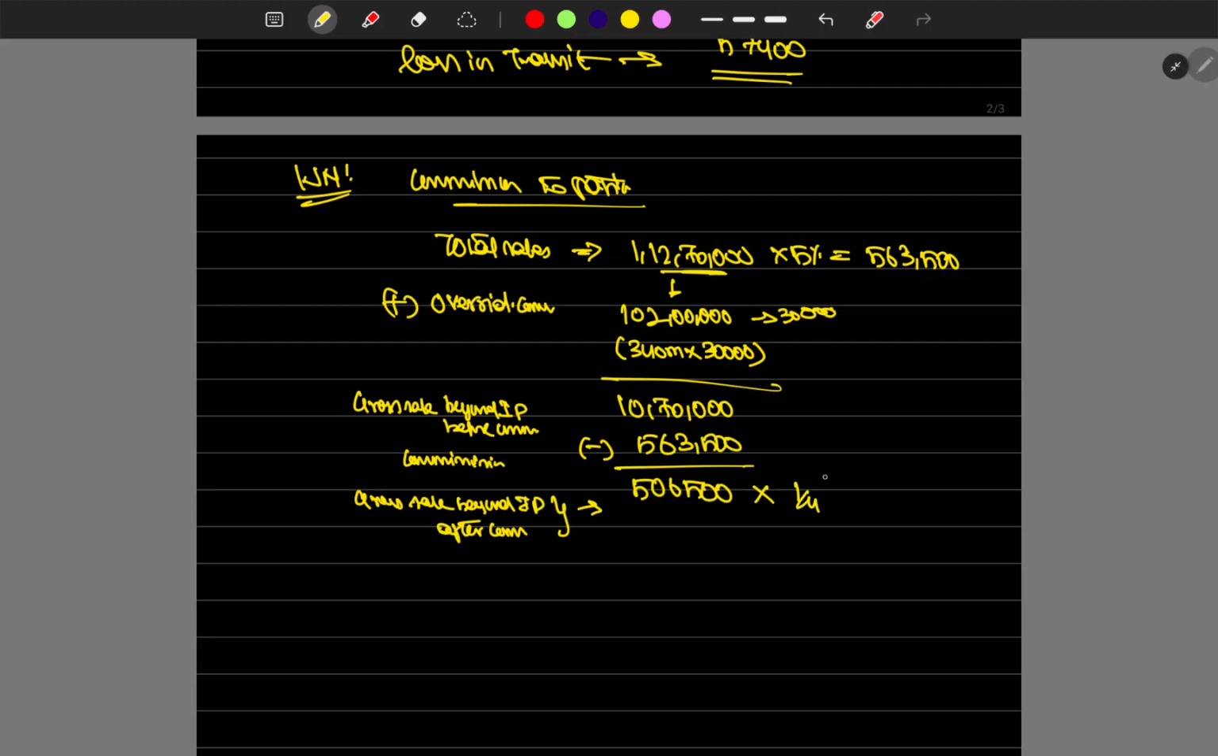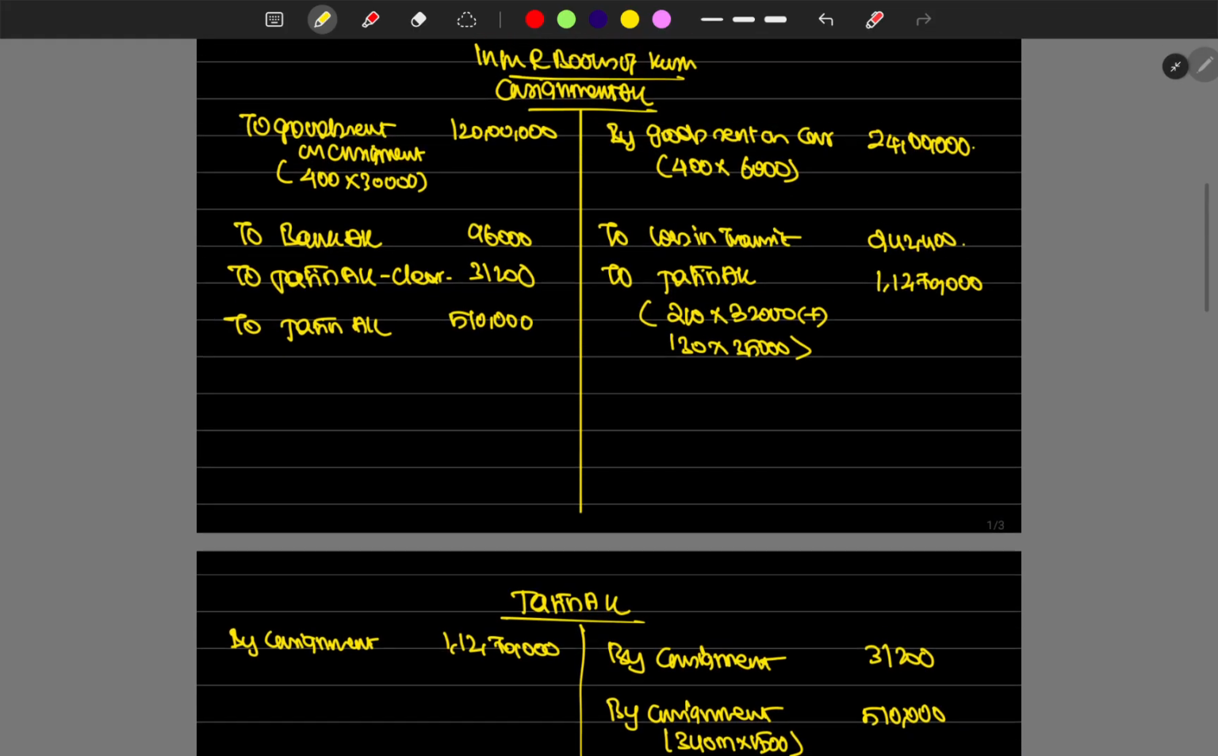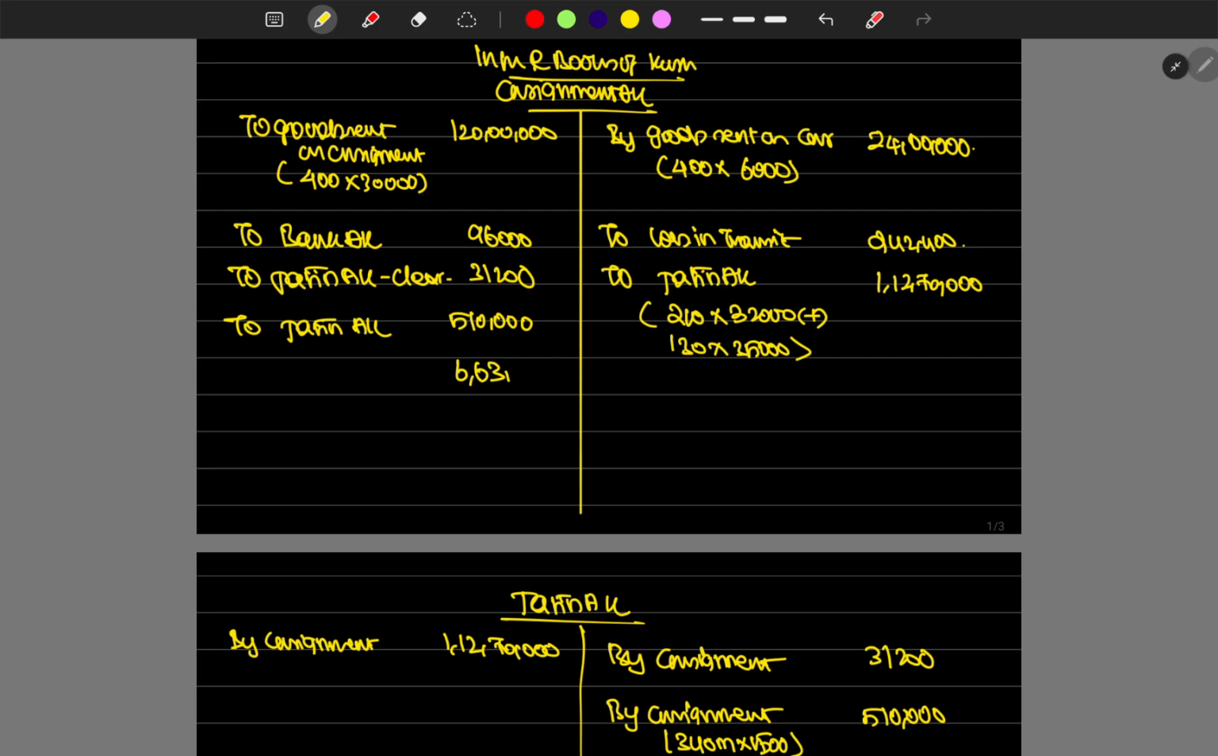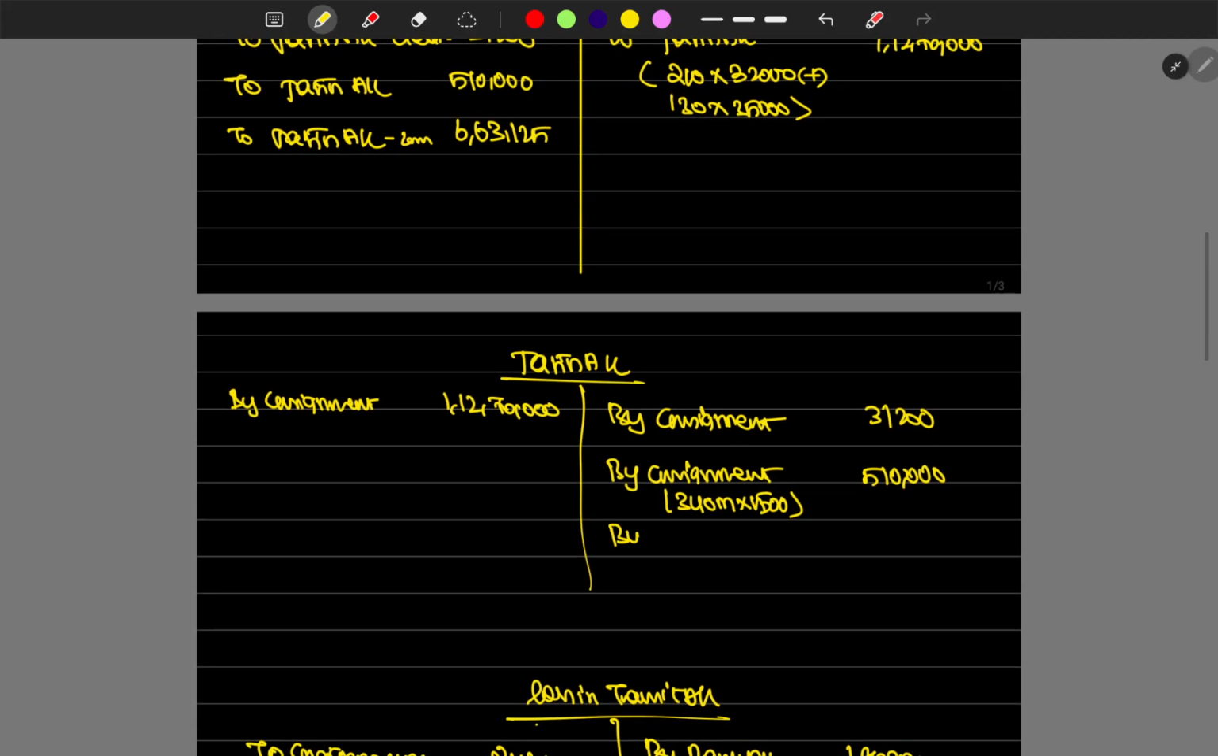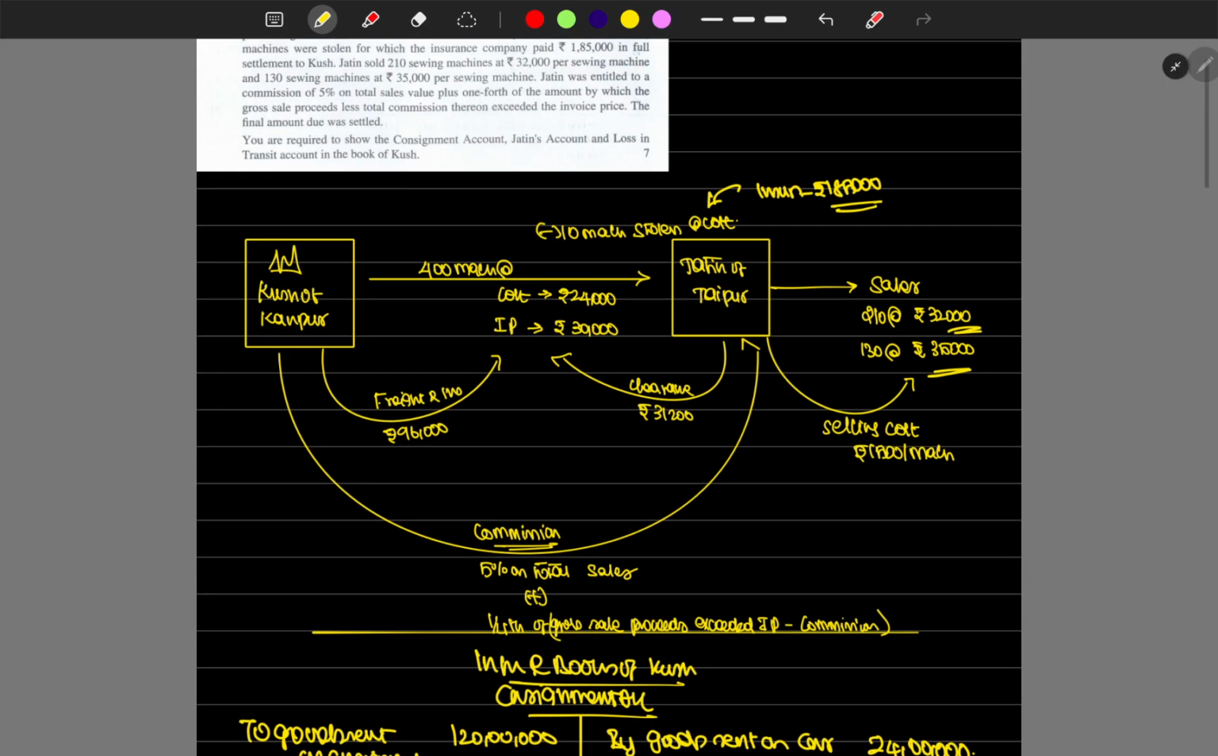From this we have to take only 1/4th, a quarter of the percentage, which is divisible by 4, 1,26,625. 5,63,500 plus 1,26,625, which is rupees 6,90,125 is the amount. 6,63,125 is Jatin's commission. Okay, by consignment. Yes, done. Anything else? That's it. We have done all the adjustments.